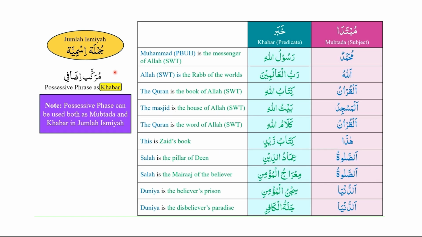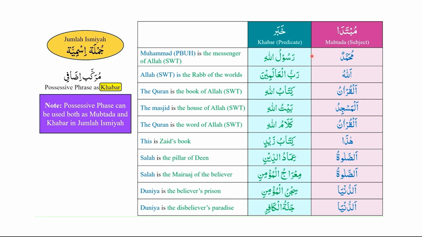Next we will study using murakkab izafi or possessive phrase as khabar in Jumla Ismiyah. Please note that murakkab izafi can be used both as mubtada and khabar in Jumla Ismiyah. In the following table, we will look at examples of the use of murakkab izafi as khabar in different Jumla Ismiyah.